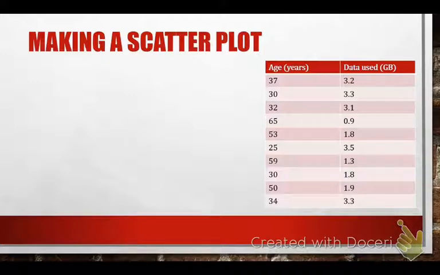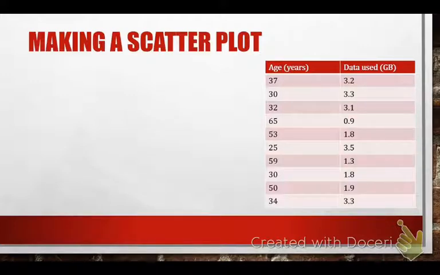All right? So we're going to show this on a scatter plot to see if there's any type of pattern between the age and the amount of data they're using. And it doesn't matter what categories we're comparing. That's what we're looking for. Is there a connection between my X values and my Y values? That's what the scatter plot's going to show me.